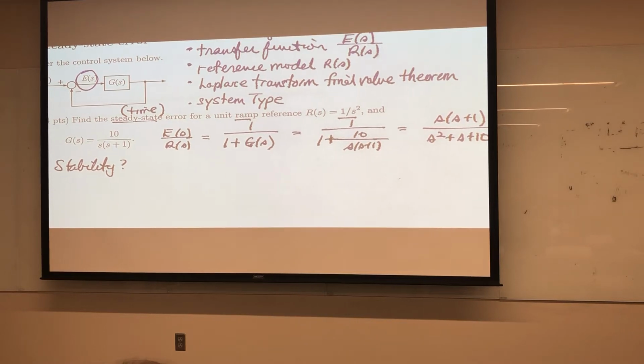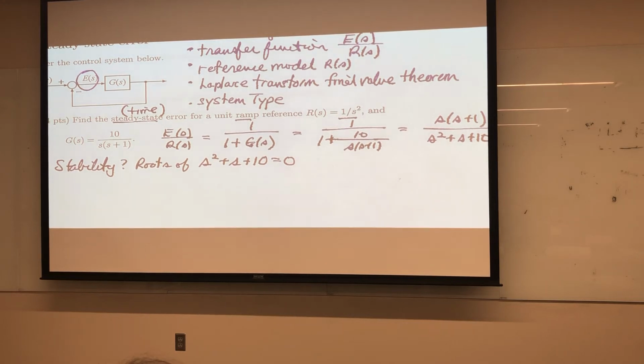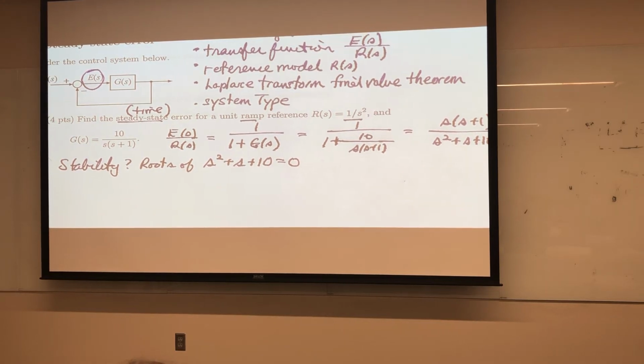And so we should check stability, and so we need to examine the roots of s squared plus s plus 10 equal to 0. In other words, we want to find the poles. And we can stick that into our calculator and check it out, and we discover that everything is good.